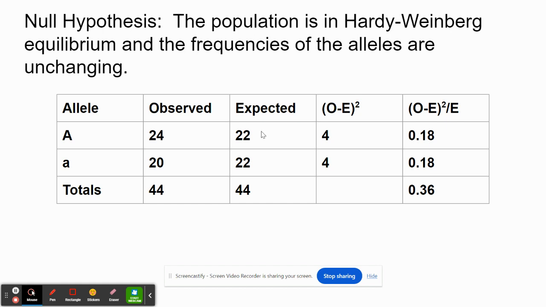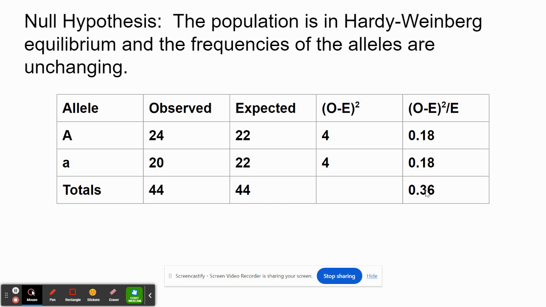Be careful because your expected is not always half and half. In our simulations that we did, we always started out half and half. But let's say a population started out with 80-20. Well, if it's unchanging, you would expect it to still end 80-20. So expected is not always half and half. It's just your starting population alleles. All right, so I got 0.36.